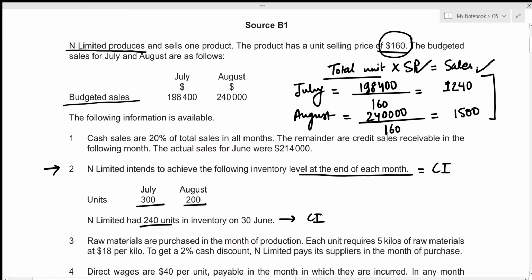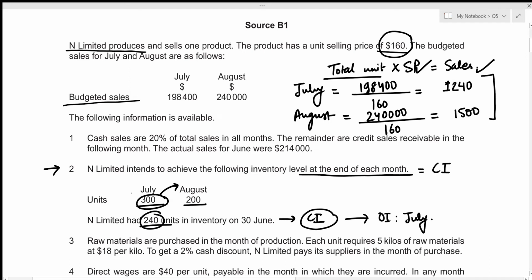And what we know is that the closing inventory of this particular period will act as an opening inventory for the next period. So if we're talking about the closing inventory for the month of June, that acts as the opening inventory for the month of July. So the opening inventory for the month of July is going to be 240 units. And again, the closing inventory for July is going to act as the opening inventory for the month of August. So the opening inventory for the month of August is going to be 300.